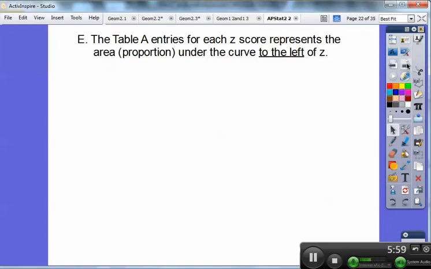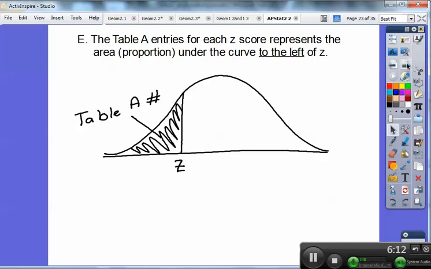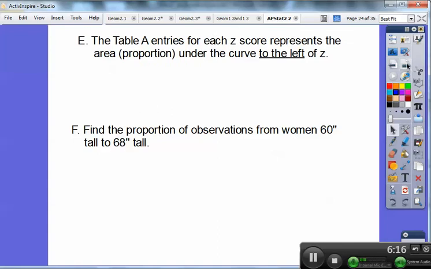Okay, the Table A entries for each z-score represent the area proportion under the curve to the left of the z-score. So if you open up your book again, you see it's to the left. All right, so let's try some of these. There's Table A. This is pretty much the picture on the inside cover right there.